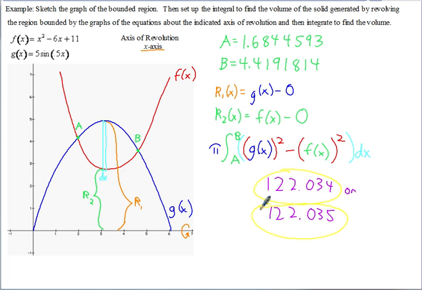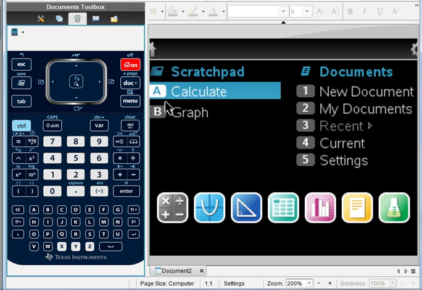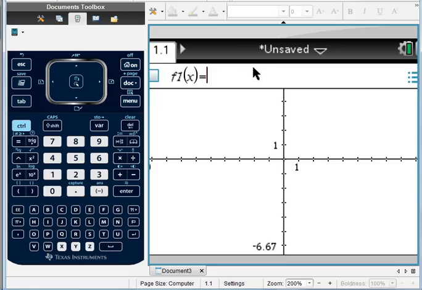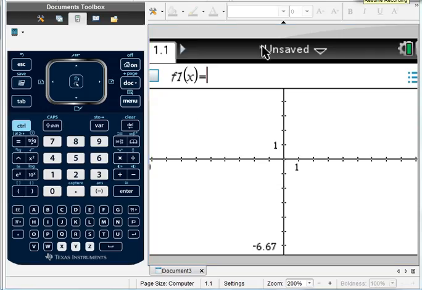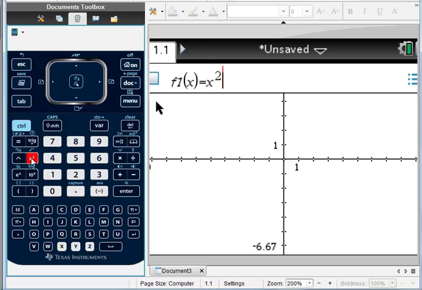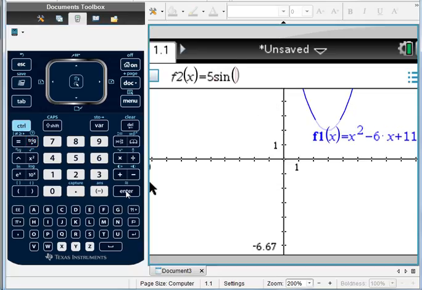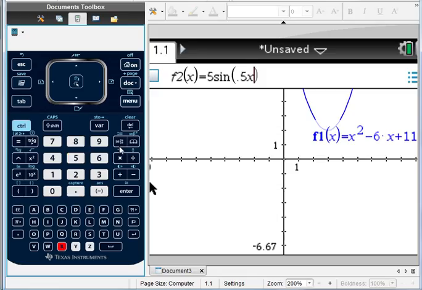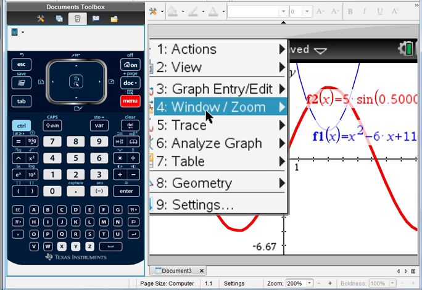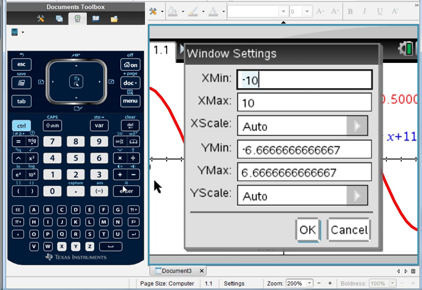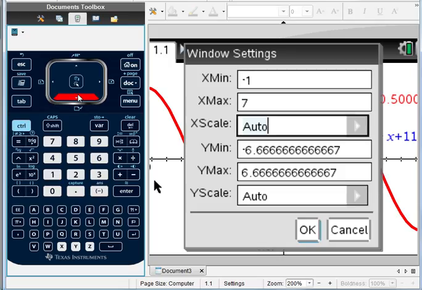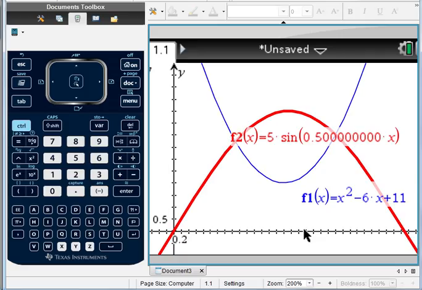Alright, let's take a look at the same thing now using the Inspire. On Inspire, let's create a new document, add graphs, and then f1 would be x squared minus 6x plus 11, and f2 would be 5 sine of 0.5x. And let's change our window size. Window zoom. Let's make it -1 to 7 on x minimum and maximum, and -1 to 7 on the y minimum and maximum. And then we can see our region really well.